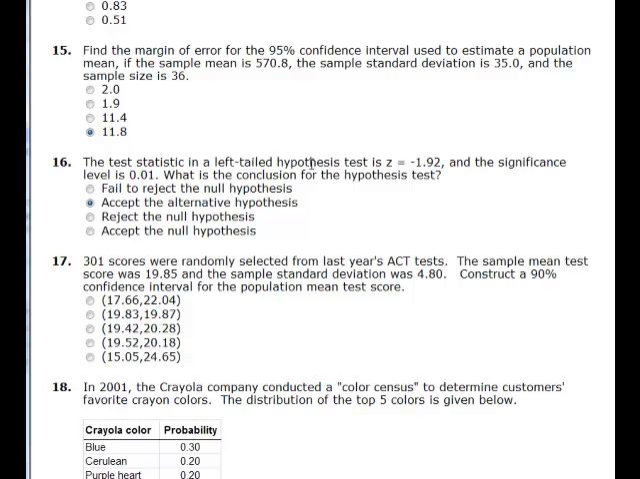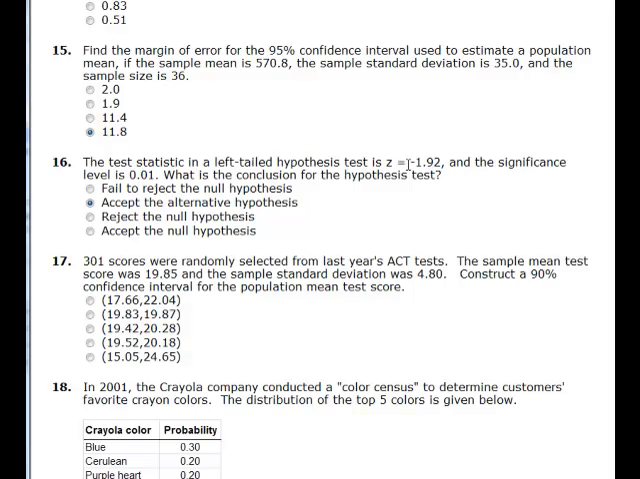In this one, we have a test statistic in a left-tailed hypothesis test. And this says it's z equals negative 1.92. That tells you that we're using the z-scores table. And we have a significance level of 0.01, and we're just trying to find the initial conclusion for the hypothesis test.